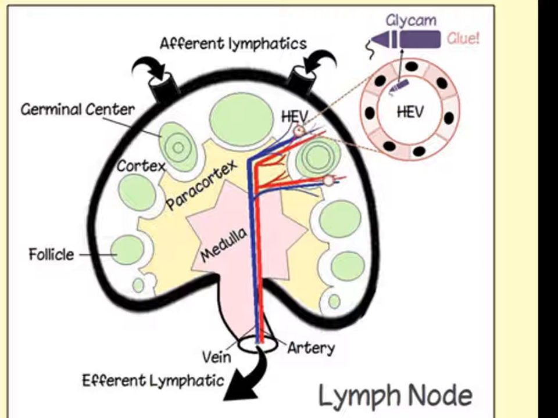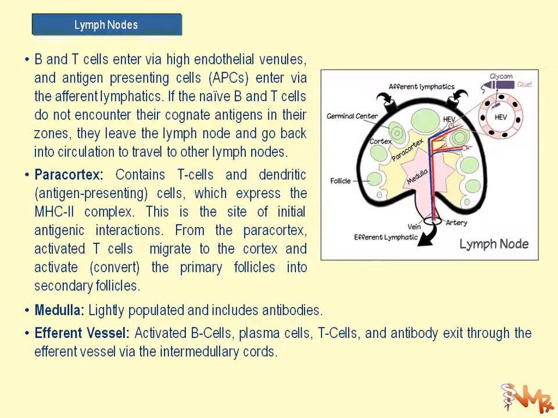Medulla is lightly populated. However, it has a high titer of the antibodies. From efferent vessels or efferent lymphatics, activated B cells, plasma cells, T cells, and antibodies exit the lymph node.